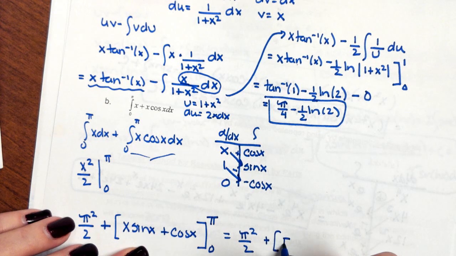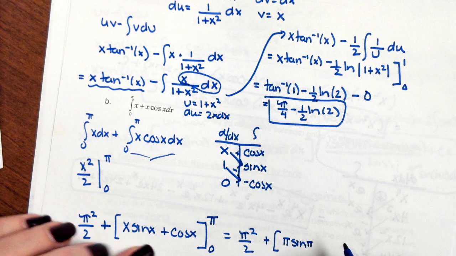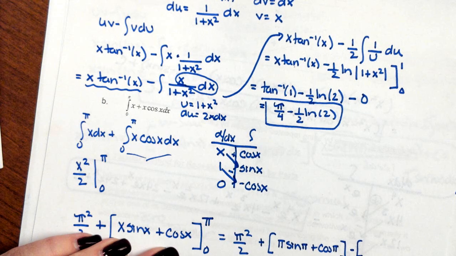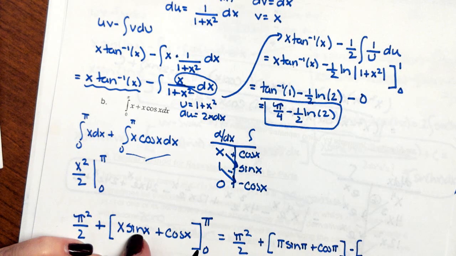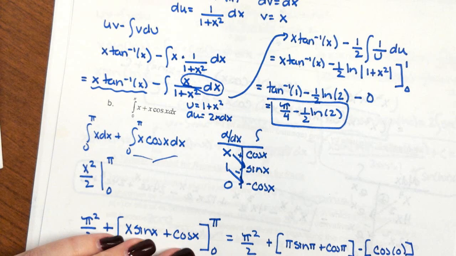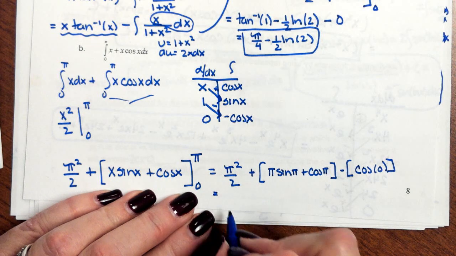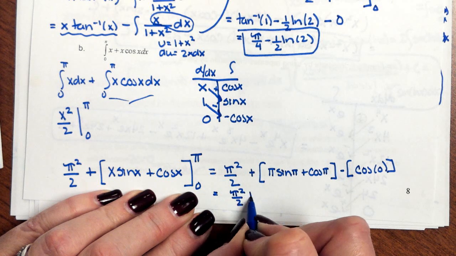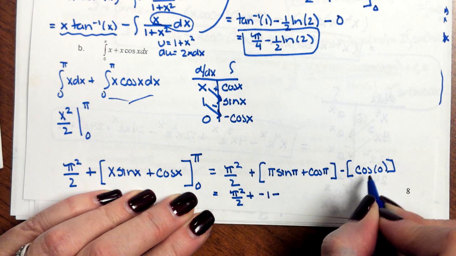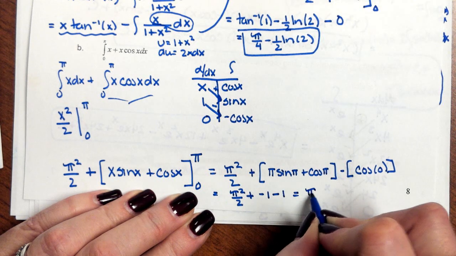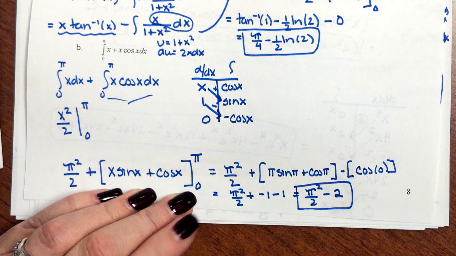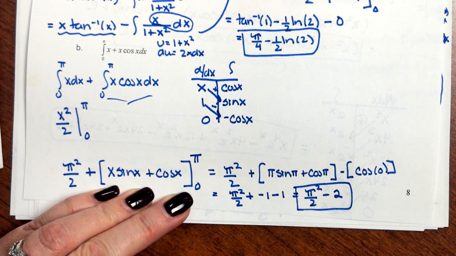So I end up with pi times the sine of pi plus cosine of pi minus, plug in your lower bound. Well, I know 0 times anything is 0 plus cosine 0. So when I evaluate this, I end up with pi squared over 2. Sine of pi I know is 0. Cosine of pi is a negative 1. Minus cosine of 0 is 1. So I end up with pi squared over 2 minus 2. So that's how you use integration by parts with a definite integral.